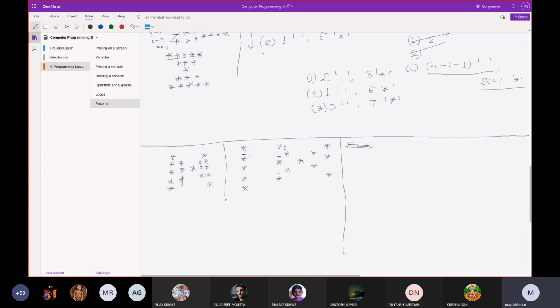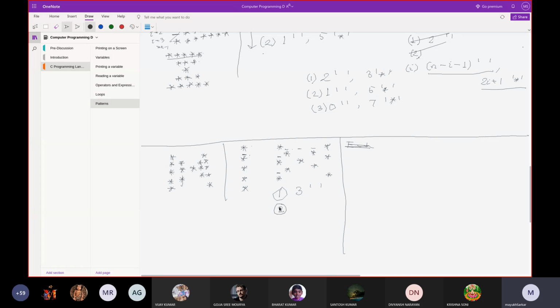Now in the first row, after the first star there is no other star, so how many spaces are there? Let me count this. 1, 2, 3. So there are 3 spaces, right? Considering that there is no space here as well, there is no space here, so there are 3 spaces from the first row to the last row. So first row space is 3.